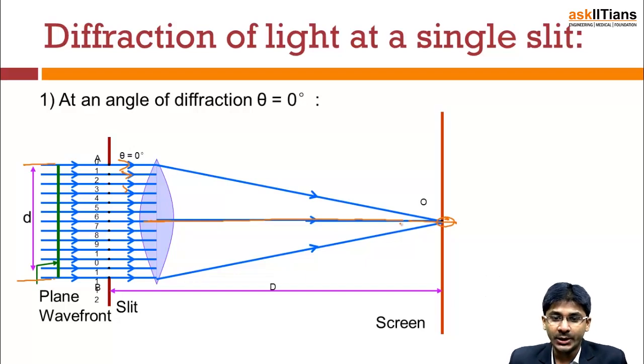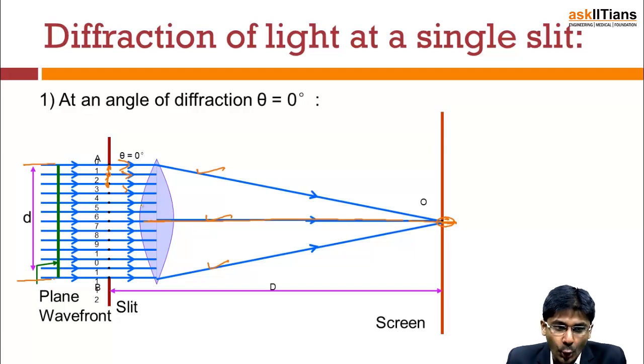Now when do you expect to see a maxima here? When will there be a maxima? There will be a maxima only when all of these light rays have a path difference of integral multiple of lambda. For a maxima the path difference should be lambda, 2 lambda or 3 lambda, and in terms of phase difference it should be 0, 2 pi, 4 pi, something like that multiple. So there will be a maxima only when this path difference satisfies the condition.